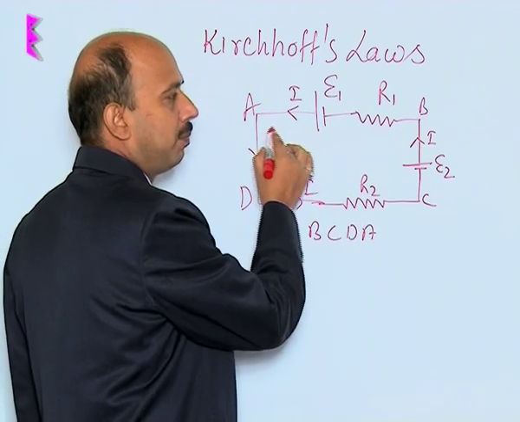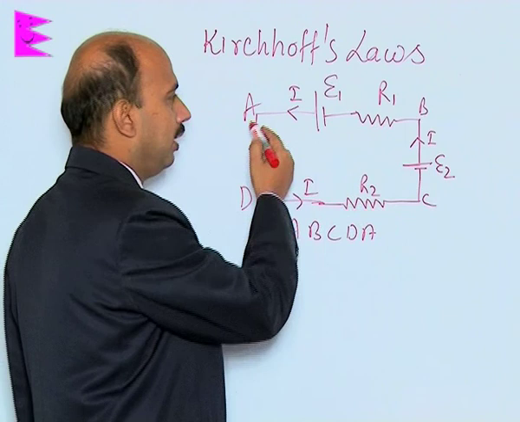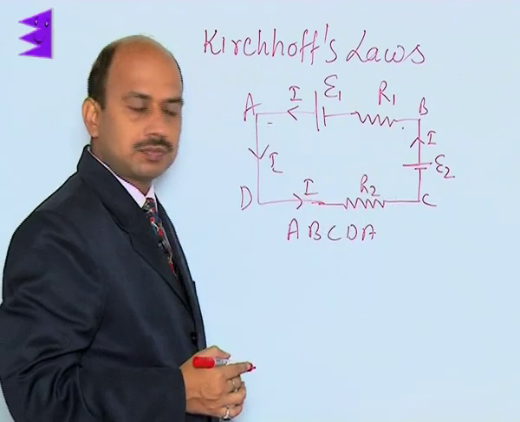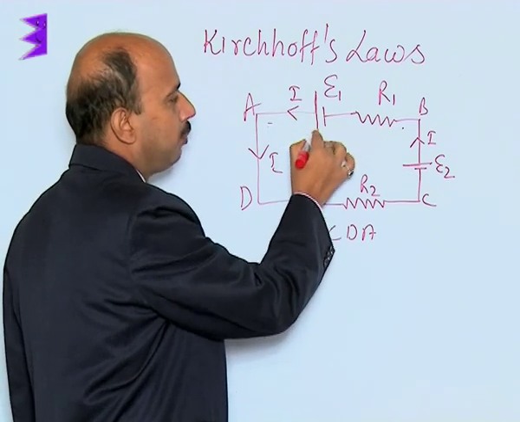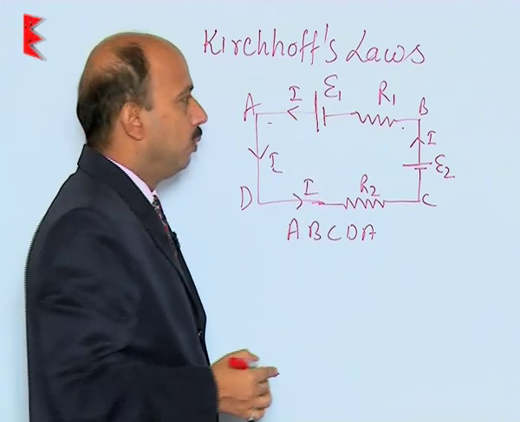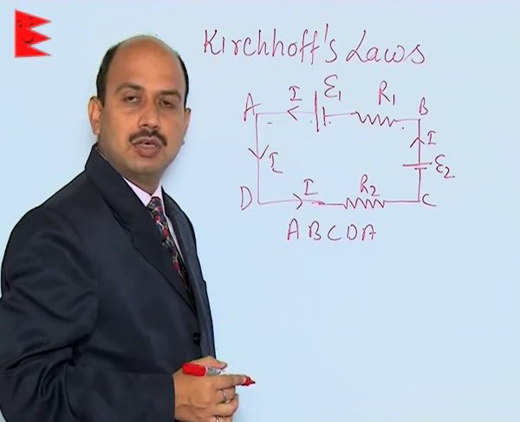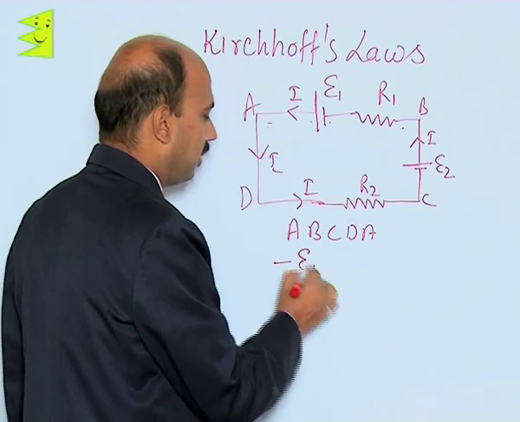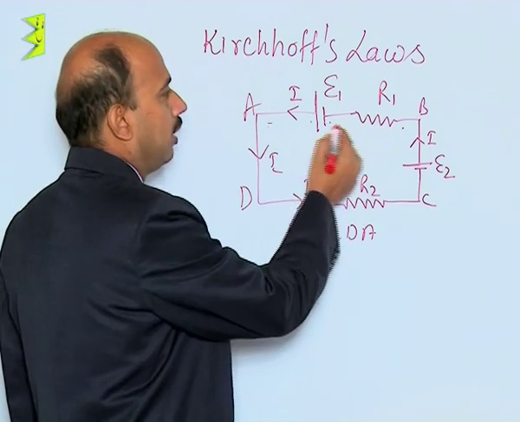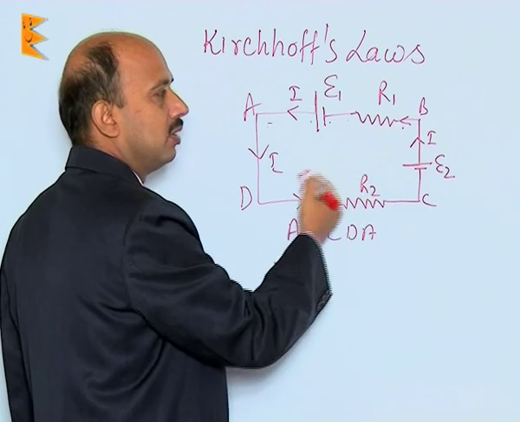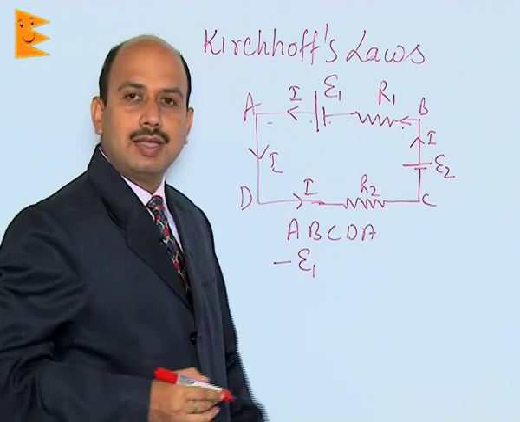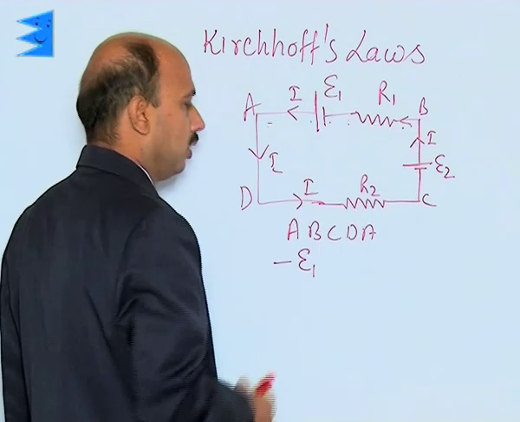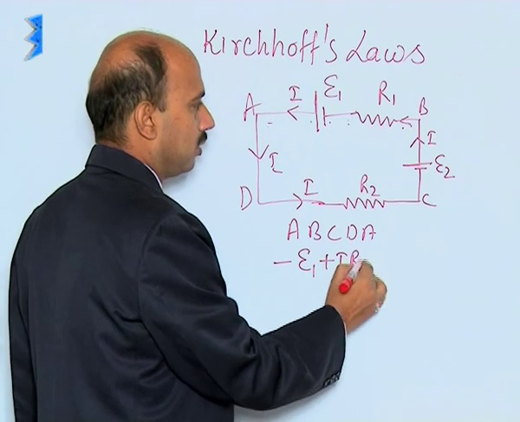First, we will traverse the path A to B, B to C, then C to D and D to A. When we are going from A to B in this path, this is at a higher potential and this is at a lower potential. We are going from higher to lower potential, so obviously the potential difference will be negative. So, we can write its EMF as negative E1. Now, here the current is coming to B from this side, which means it is opposite to our movement. Current always flows from higher to lower potential, so we are moving here from lower to higher. So, we can write here plus IR1.